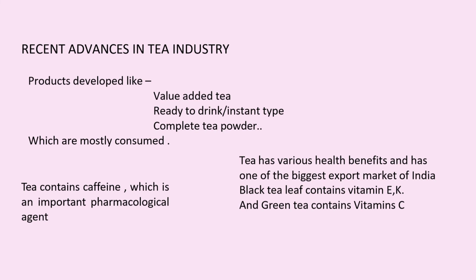So tea is a very important industry for market capitalization. And black tea contains vitamin E and K, and green tea contains vitamin C, which is really important. Do you guys know that vitamin C deficiency causes scurvy, that is bleeding gums usually? So vitamin C is really important. Vitamin C is usually present even in citrus fruits. Even green tea contains vitamin C.